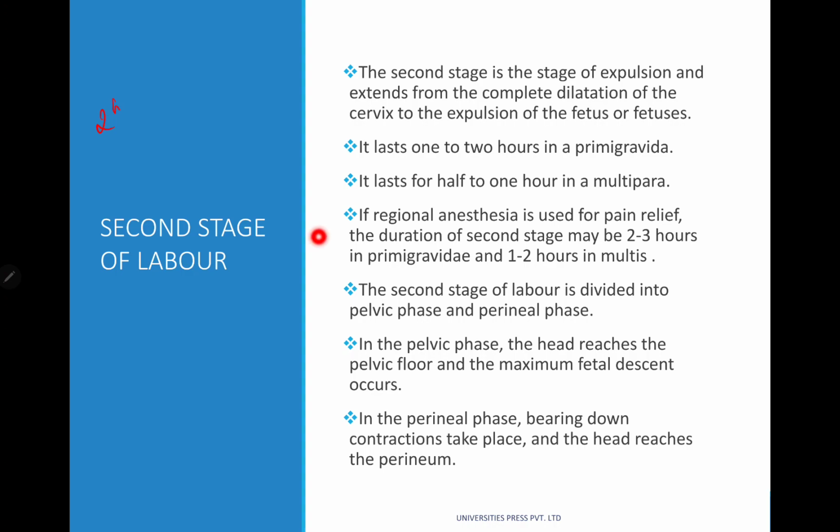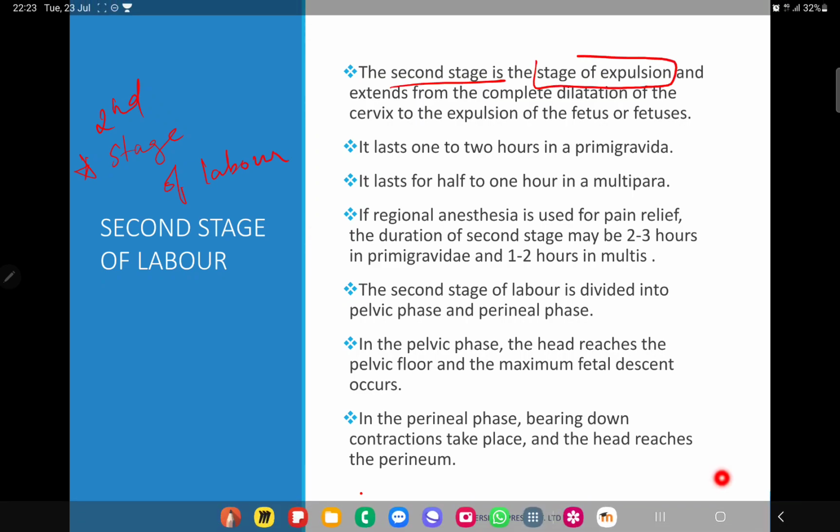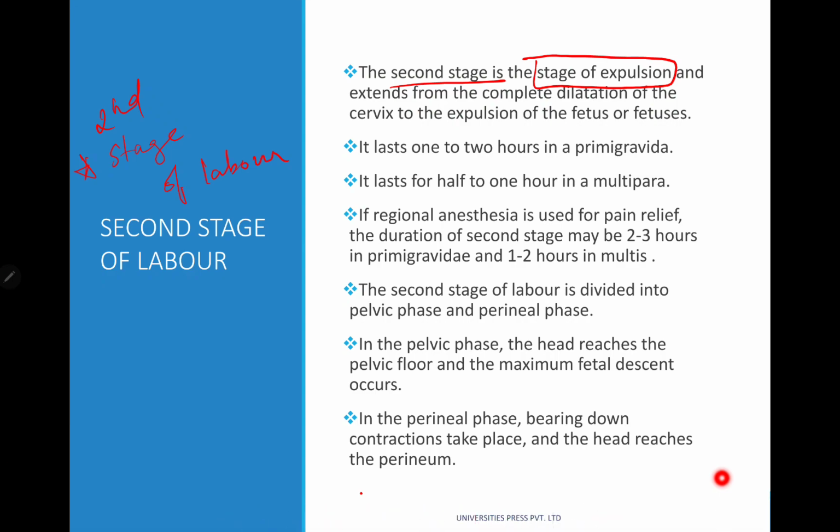So next, coming to the second stage. We completed the first stage of labor thoroughly, so now let's move on to the second stage. The first stage runs from uterine contraction to cervical dilatation. Full cervical dilatation is achieved at 10 centimeters. Till that, the process is the first stage.